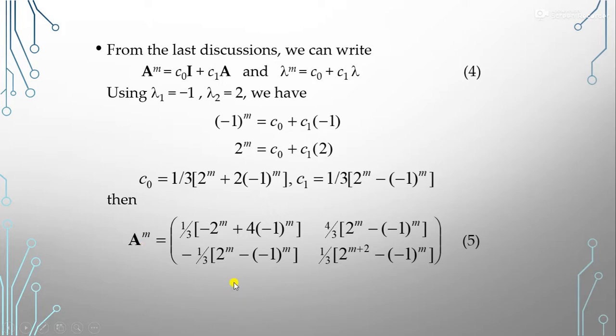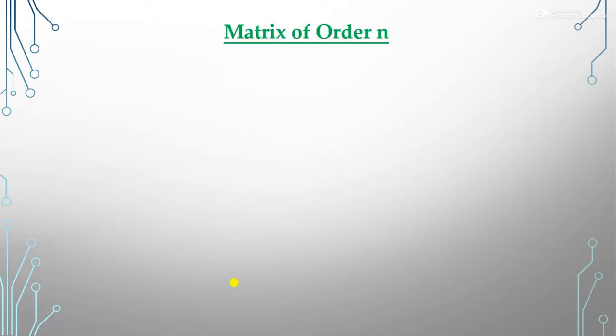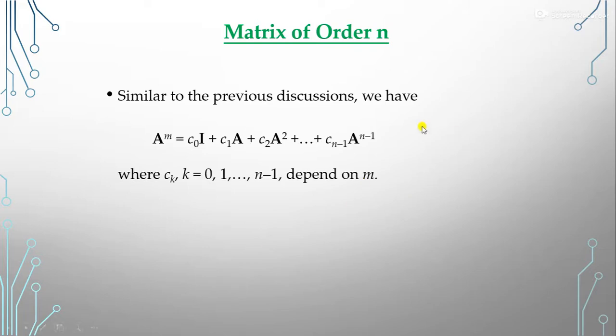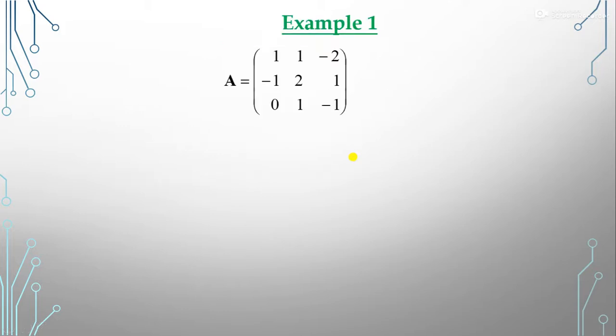Okay, so now suppose we have a matrix of order n, then what is the general form of A raised to the power m? That is C0 I (identity matrix) plus C1 A plus C2 A squared up to Cn-1 A raised to n-1. So we have to go up to n-1 if we have an n cross n matrix. So let's take a third order matrix and compute A raised to the power m.